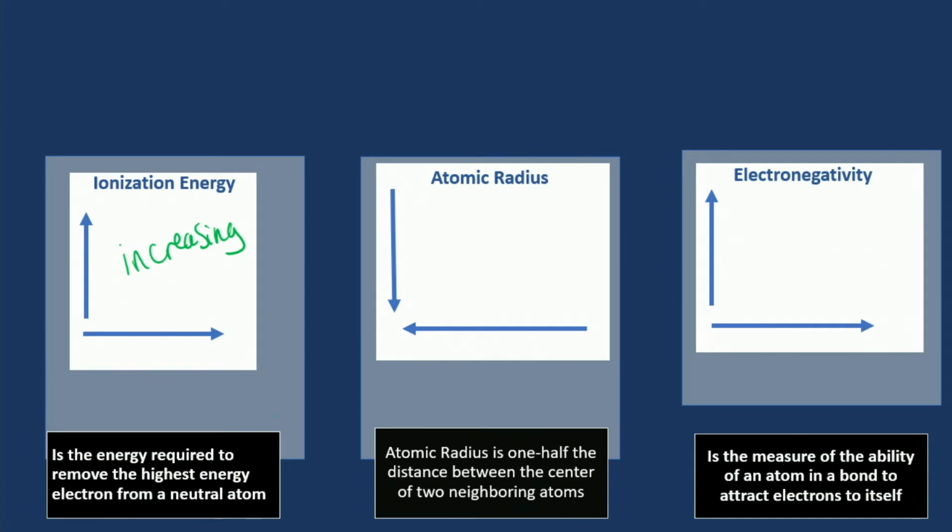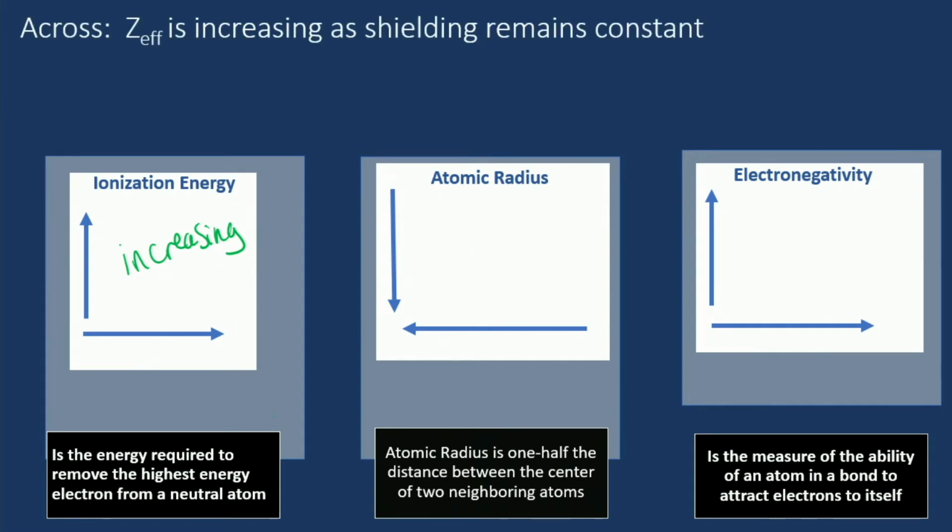And obviously the element that has the higher electronegativity value is going to win, and it's going to be able to pull the electrons closer to it. Now, in terms of the general trend as we move across the periodic table, our Zeff is increasing, and Zeff is related to our positive nuclear charge.